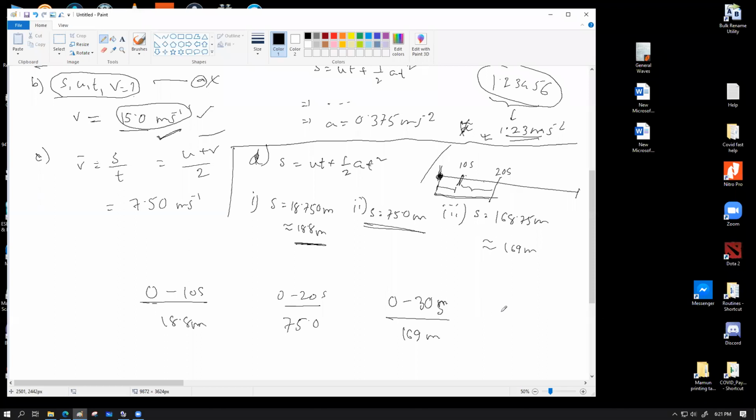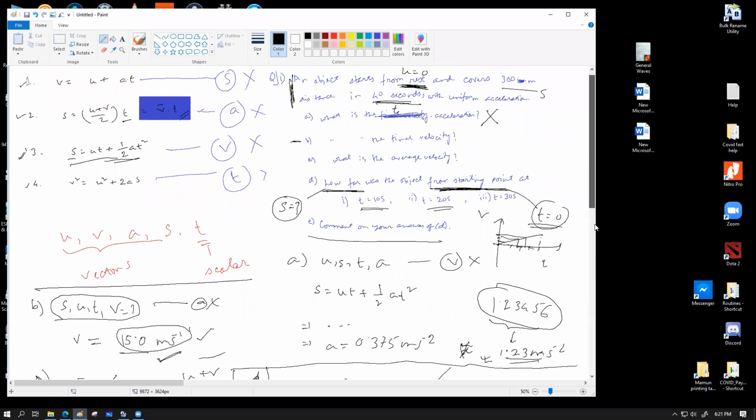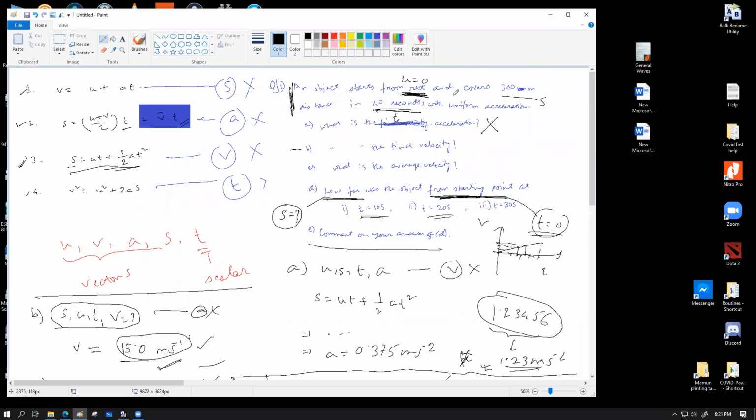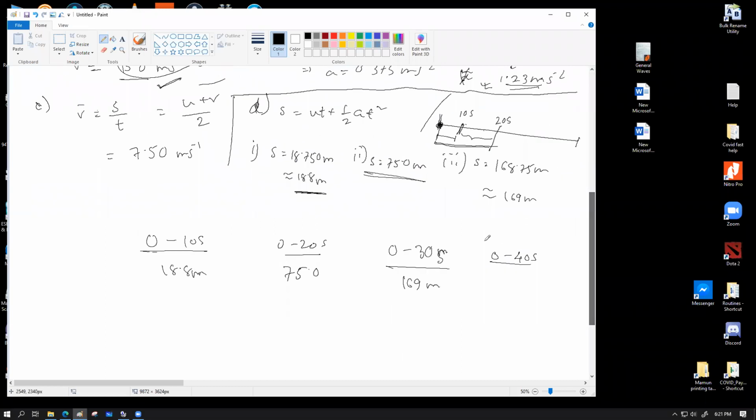And then obviously I can ask, what will be the total distance covered after 40 seconds? 300 meters. The object starts from rest and covers 300 meters in 40 seconds. So after 40 seconds total time, the total distance covered is 300 meters.